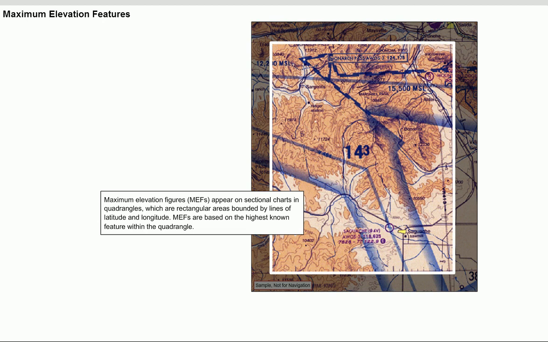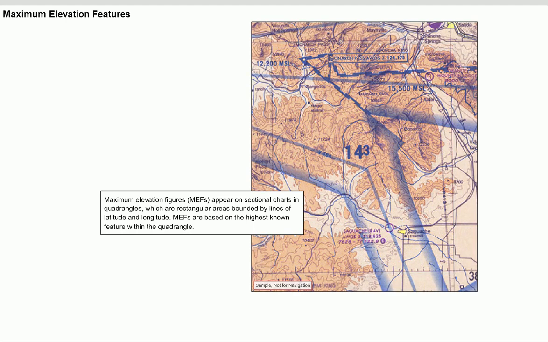Maximum elevation figures, or MEFs, appear on sectional charts in quadrangles, which are rectangular areas bounded by lines of latitude and longitude. MEFs are based on the highest known feature within the quadrangle, including terrain and obstructions. An MEF is typically shown in the center in most quadrangles. The quadrangle dimensions are 30 minutes of latitude by 30 minutes of longitude.